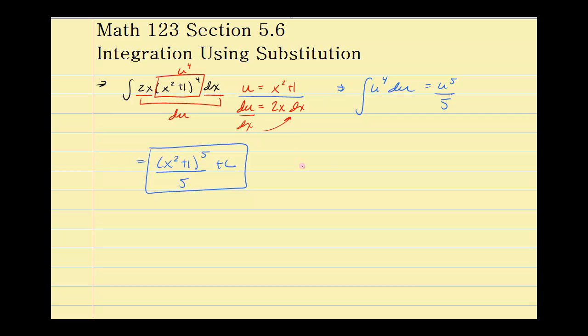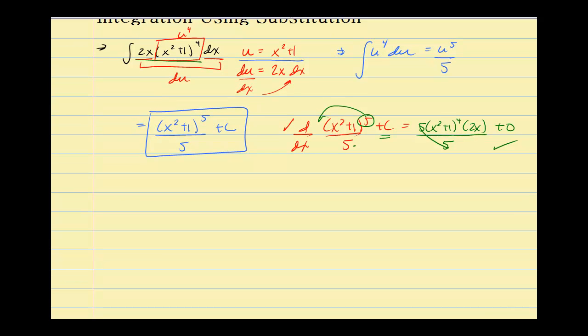Now remember, we can check every single one of these by taking the derivative of our solution, and hopefully we'll get our integrand back. Now to take our derivative, we have to remember, we bring the 5 down, decrease the exponent by 1, and then we multiply it by the derivative within. And then don't forget we have this 5 in our denominator as well. The derivative of a constant is 0, and simplifying we have 2x times (x squared plus 1) to the 4th, which is exactly what we have up here, so it does check. So remember, we can check all of these problems by taking the derivative.